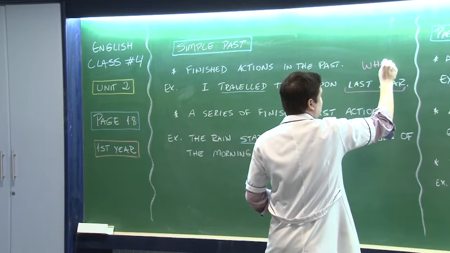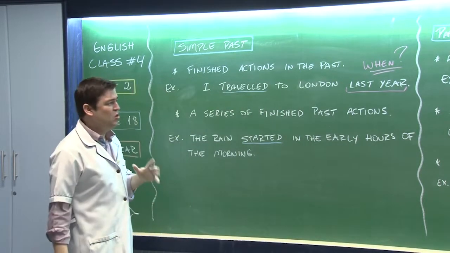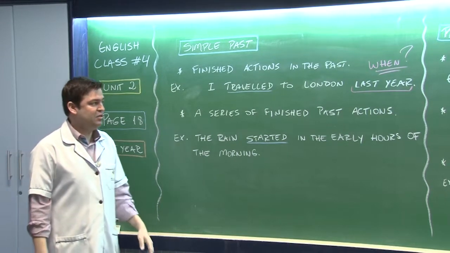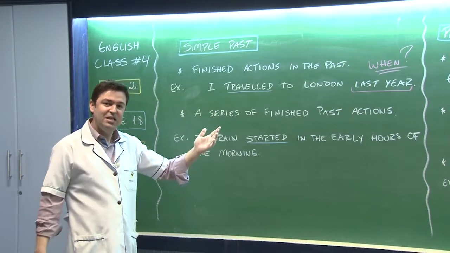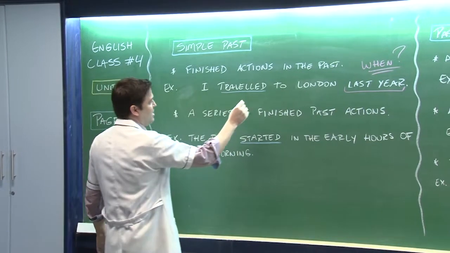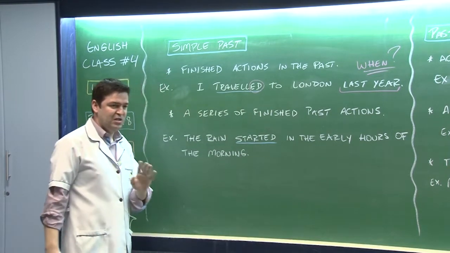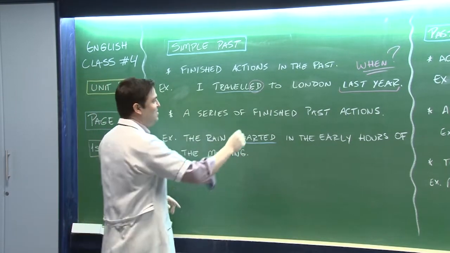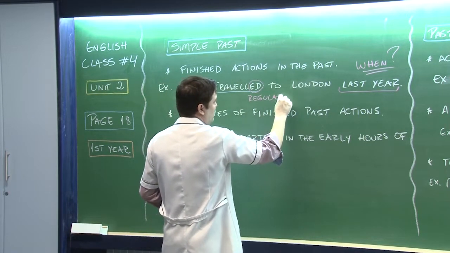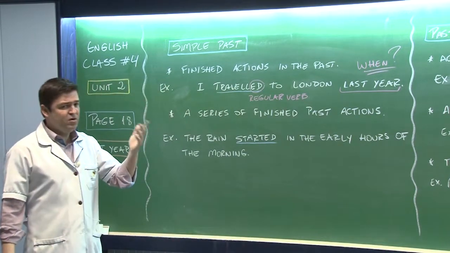So every time you think about simple past, most of the time you know the answer for when. If I say I traveled to London last year, when? Last year, right? So I have the answer for this one in the simple past. Again, for simple past we have the ED format, which is the regular form. This is a regular verb, okay? And we also have irregular verbs.